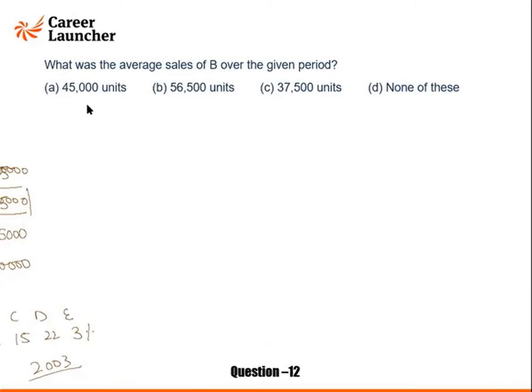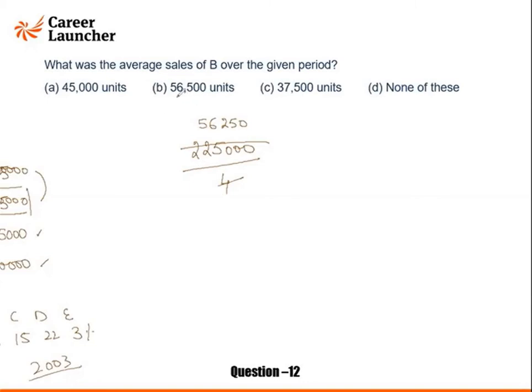So guys, let's talk about the values. B has got 35,000 in the year 2002, 45,000 in 2003, 65,000 in 2004, and 80,000 in 2005. So if you sum this up, 80,000 plus 80,000 is 1,60,000, plus 65,000 is 2,25,000. We need to divide this value by 4 because 4 years of data is there. So 4 into 5 is 20, 25, 4 into 6 is 24, and we get 56,250. So what, guys, what do you think? Which option should we mark?